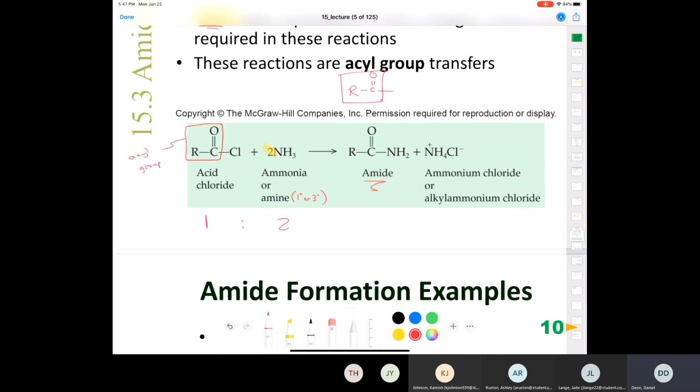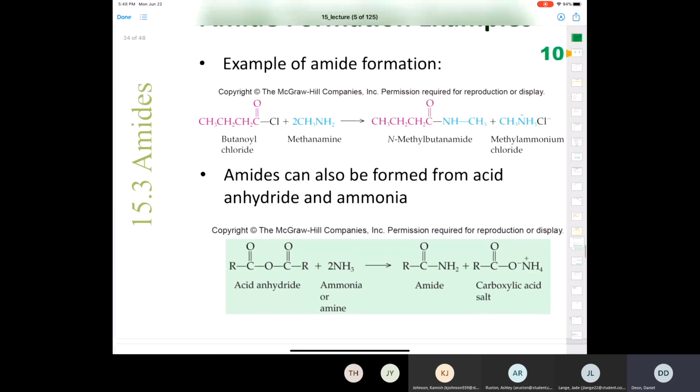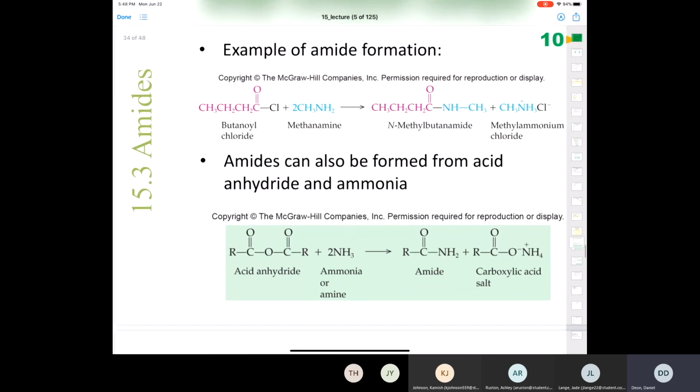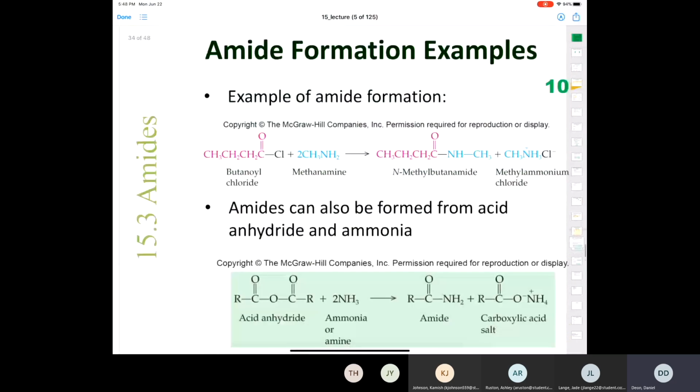Okay, that gives us one molecule of amide and this interesting fellow here, ammonium chloride. All right. So let's see here. Is there room for me to show you? Oh, good gravy. Probably not. Okay, there's two ways you can do this.